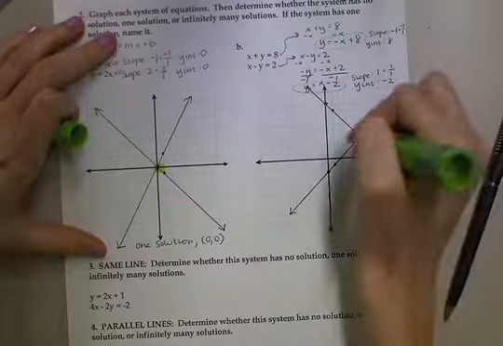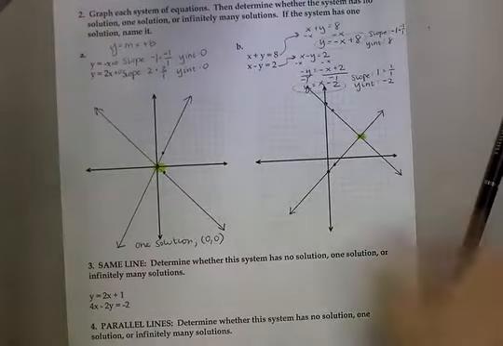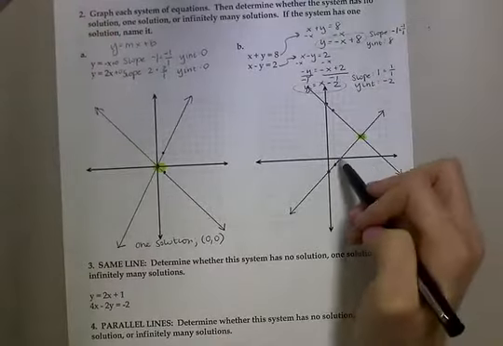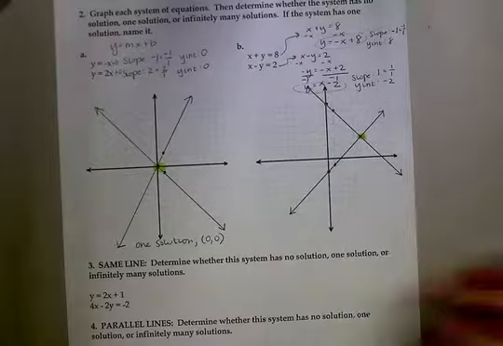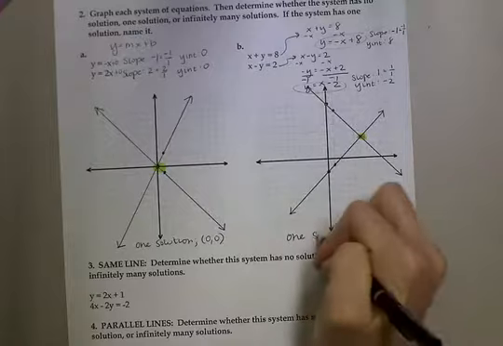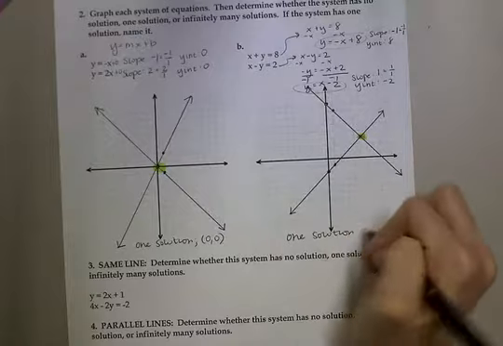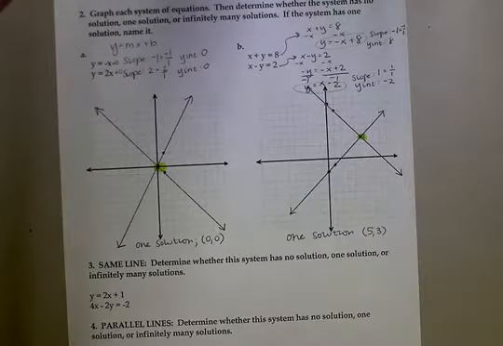Only in one place, at the point, looks like 1, 2, 3, 4, 5, 1, 2, 3. So this case has one solution, namely the point (5, 3).